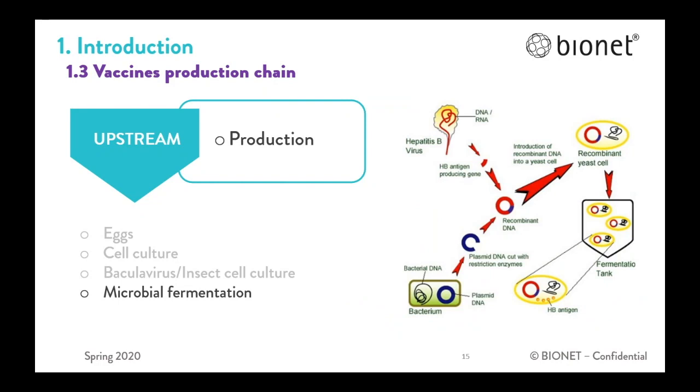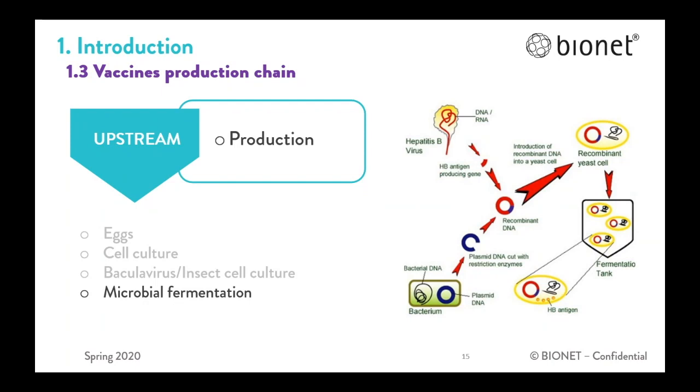Microbial fermentation is used, for example, in the hepatitis B vaccine through recombinant DNA. First of all, the virus antigen-producing gene is isolated from the raw virus. At the same time, a plasmid DNA is extracted from a bacteria and is cut with a restriction enzyme, forming the plasmid vector. The isolated virus antigen-producing gene is inserted into the bacterial plasmid vector, forming the recombinant DNA. This recombinant DNA containing the target gene is introduced into a yeast cell, forming the recombinant yeast. Recombinant yeast cells multiply in the fermenter and produce the virus antigens.